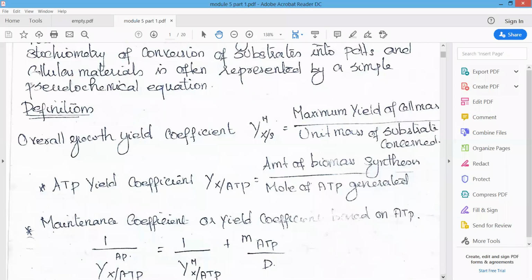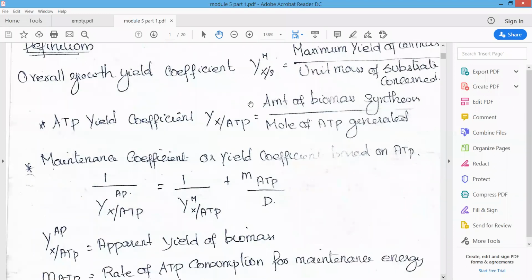So the next, there is nothing much to study about it. You people should know about that. Okay. And you have some definitions like overall growth yield coefficient. Okay. So in the overall growth yield coefficient, X represents the cell mass and S represents the substrate. Always remember. So X represents the cell mass and S represents the substrate. So the amount of cell mass produced divided by amount of substrate utilized. Okay. That is yield coefficient, Y bar X bar S.